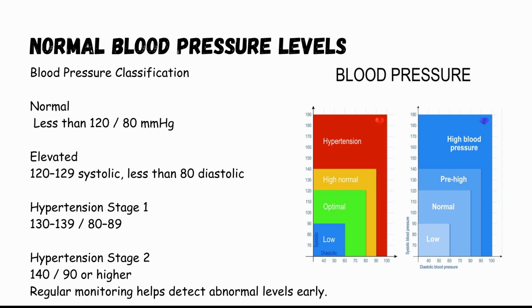or diastolic pressure is between 80 and 89. Stage 2 hypertension occurs when blood pressure reaches 140 over 90 or higher. Regular monitoring is important because many people with high blood pressure do not experience noticeable symptoms.